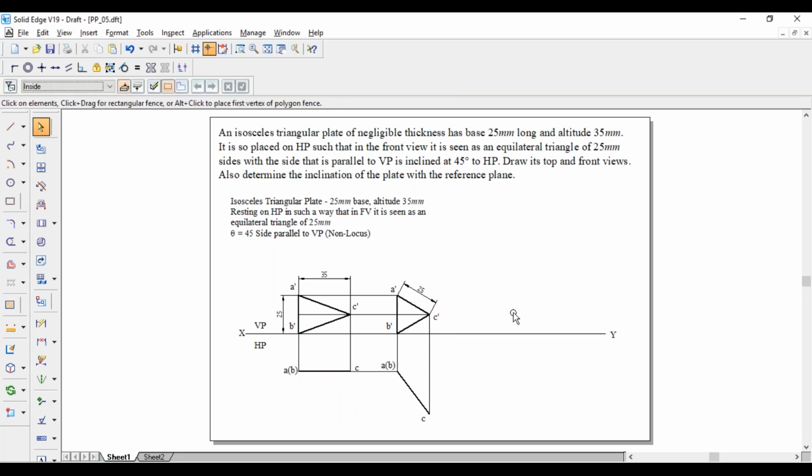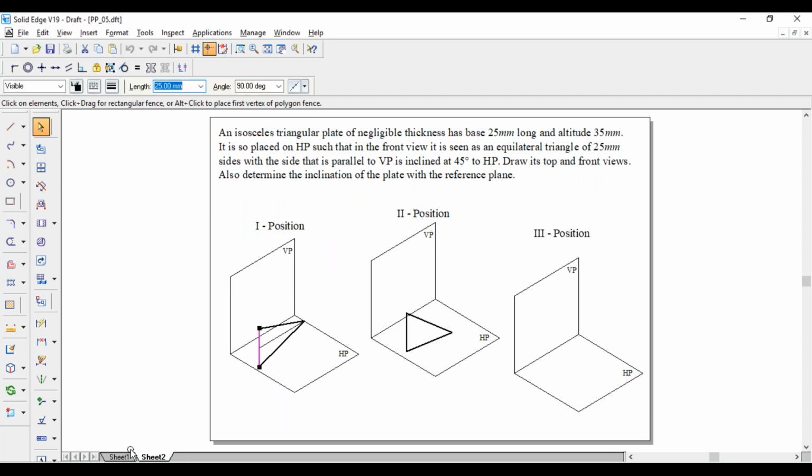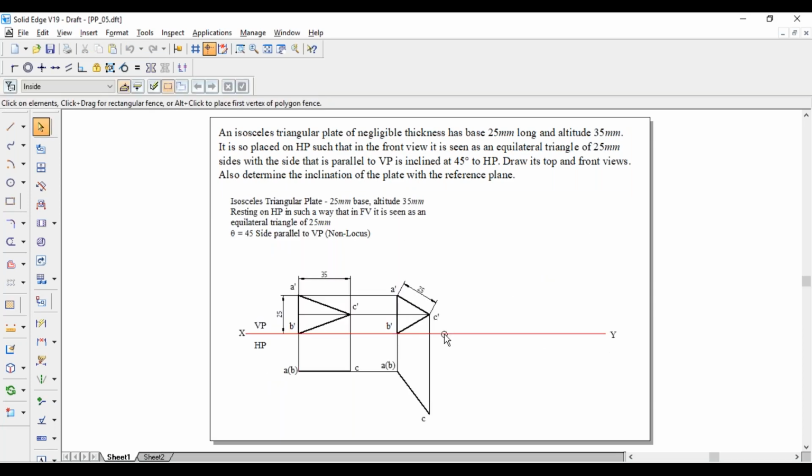And moving to the third position, he has mentioned that the side parallel to VP has to make an angle of 45 degree with respect to HP. The side parallel to VP is AB. You can observe here, this is the side parallel to VP. So that side is nothing but A dash B dash. So that A dash B dash has to make an angle of 45 degree with respect to HP.